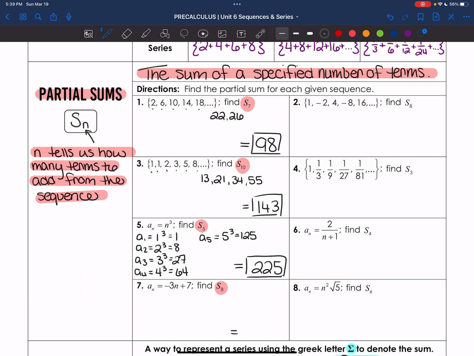Those first terms in order would be 4, and then 1, -2, -5, -8, -11, -14, and a -17. And when you take and add all those together, the result is -52. That is our partial sum here for example number 7.